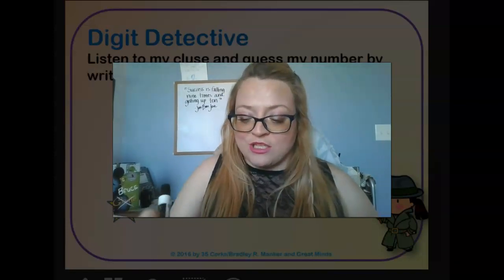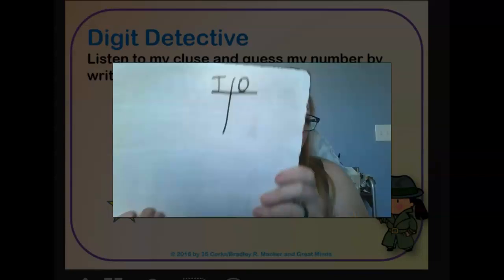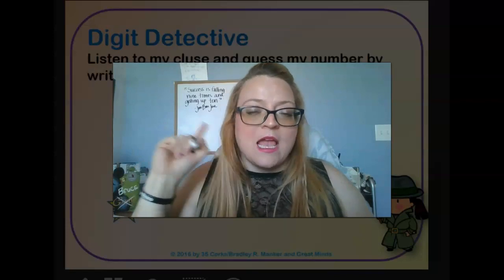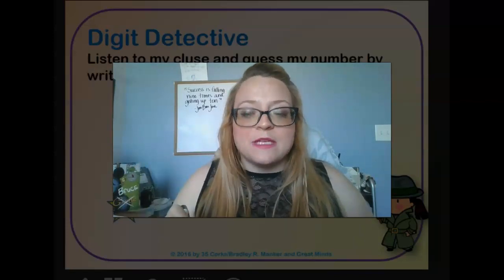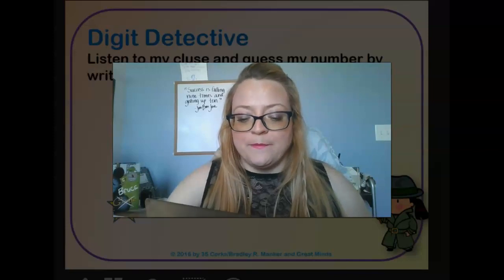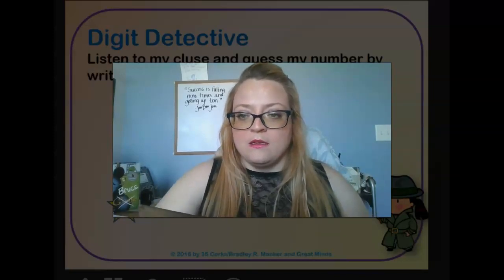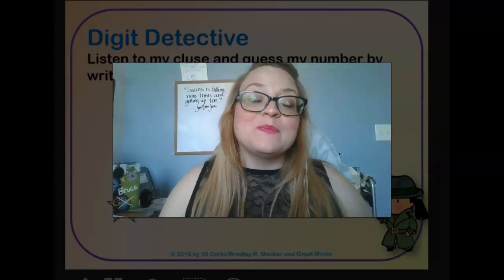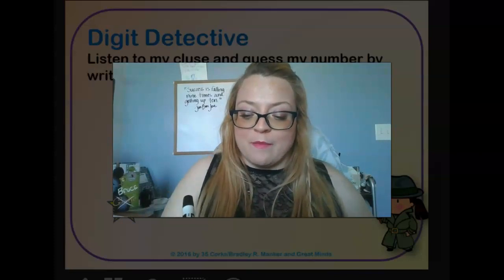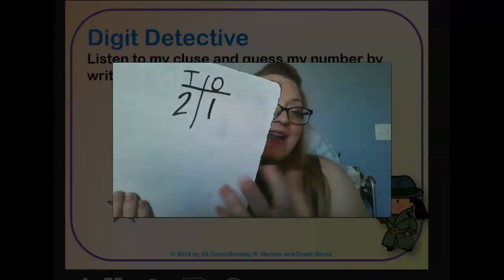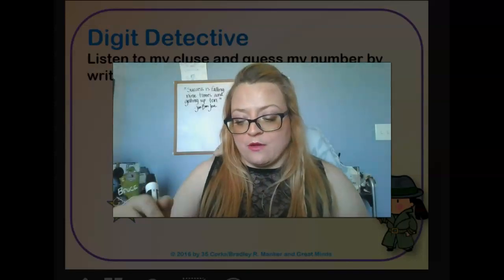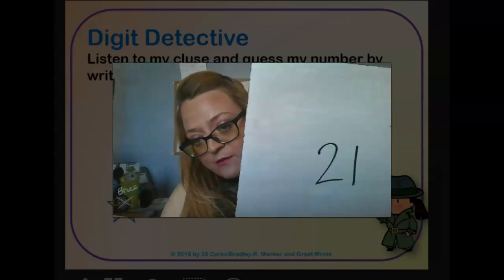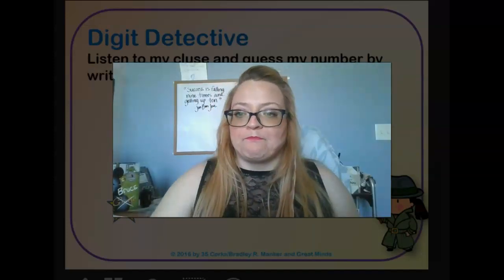So I'm going to just on the side draw my tens and ones chart, just so that I can quickly listen and then put it in the right place. So the digit in the tens place is a 2. So in my tens, I'm going to put a 2. And then the digit in the ones place is a 1. So I'm going to do my 1 there. So this is what I have. And now I'm going to combine them to make a number. So what was my number? 2 tens, 1 one, which is 21. Okay?